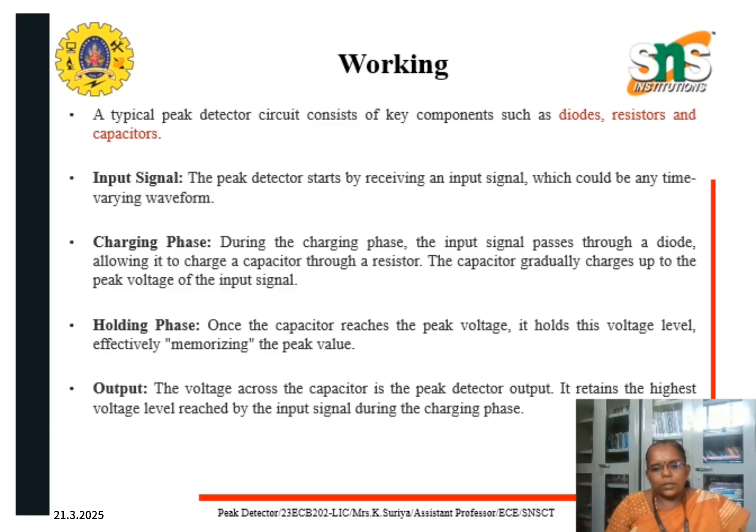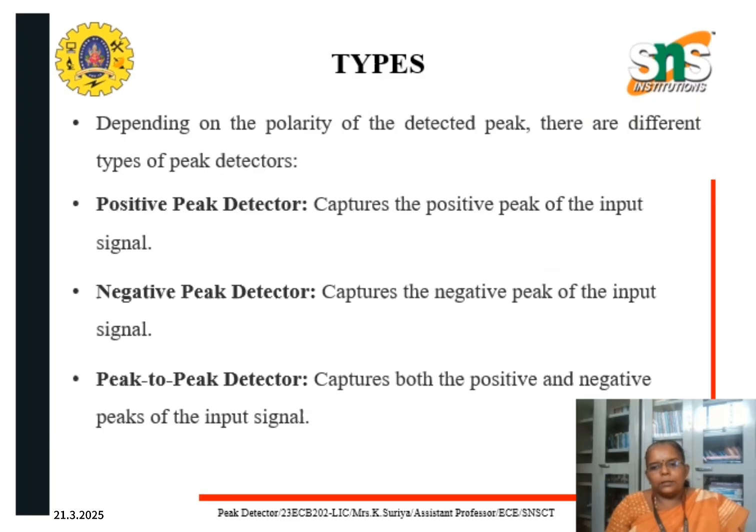Next one is the holding phase. Once the capacitor reaches the peak voltage, it holds that particular peak voltage effectively until the next peak value is reached. Then the output stage: the voltage across the capacitor is the output of the peak detector, which retains the highest voltage level reached by the input signal during the charging phase.